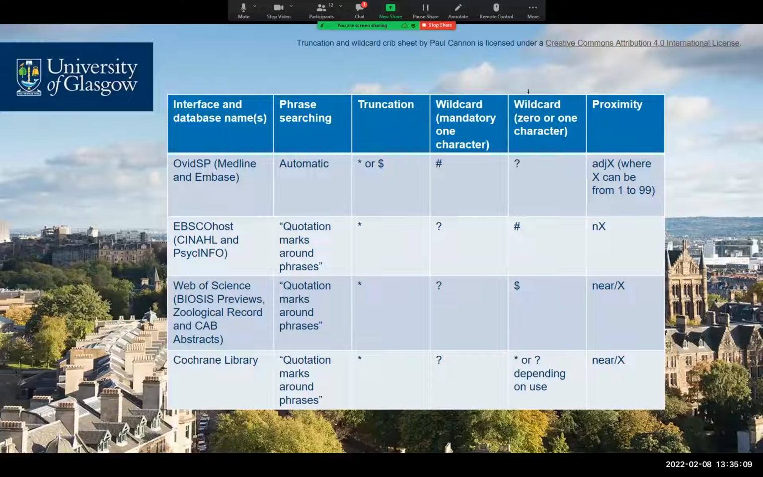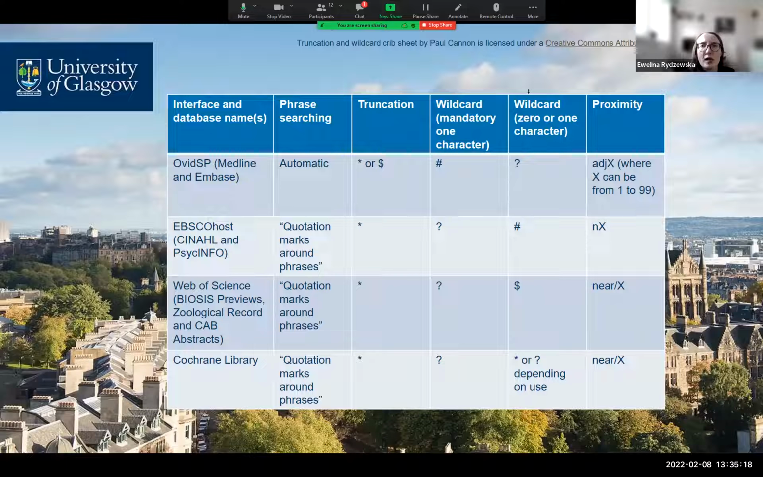In that first option, where you're looking to have a wildcard for one mandatory character, you might look at words like synthesize, spelled in American or British English. So only one letter there would change. You would have either S or Z at the end, because it's a different spelling.